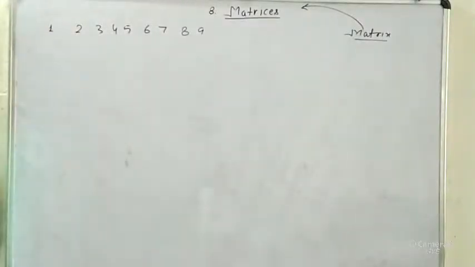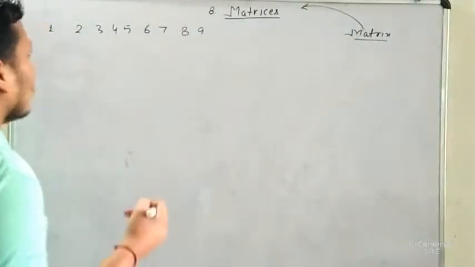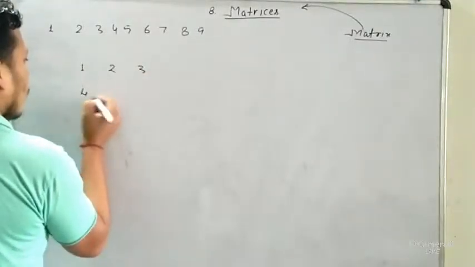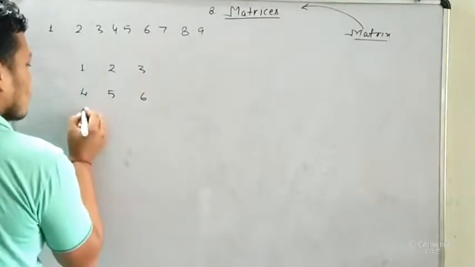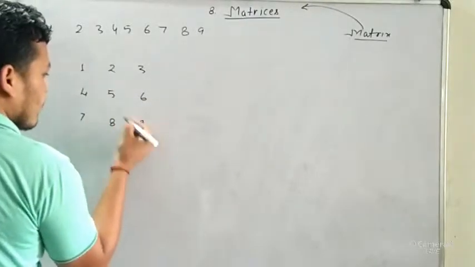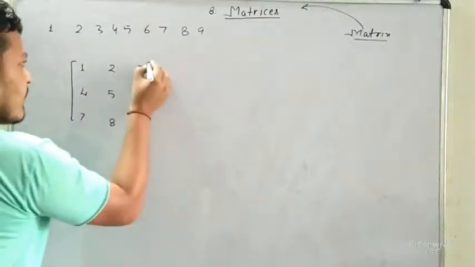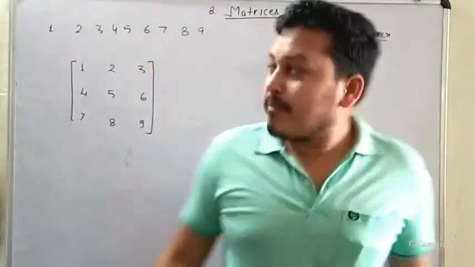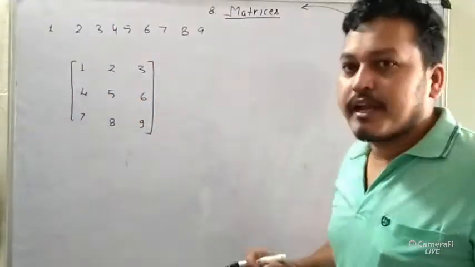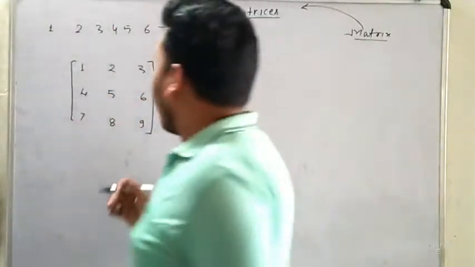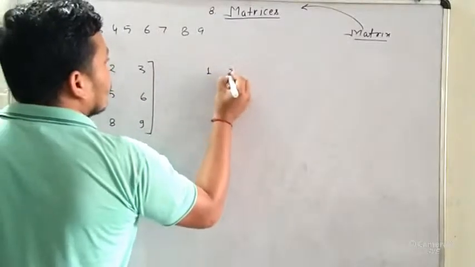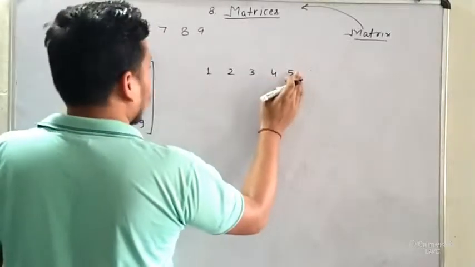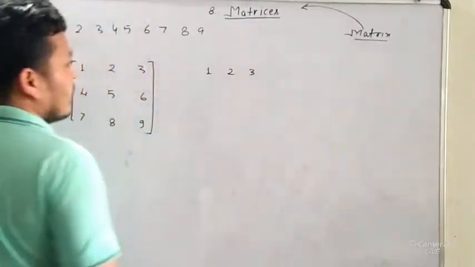So arrange these numbers in the form of rows and columns. So 1 2 3 4 5 6 7 8 9, and then outside is a bracket. Outside is this type of bracket. We can arrange the given numbers 1 2 3 4 5 6 7 8 9 in so many ways. Another way is, we have 1 2 3 4 5, okay, 9 numbers are given here.